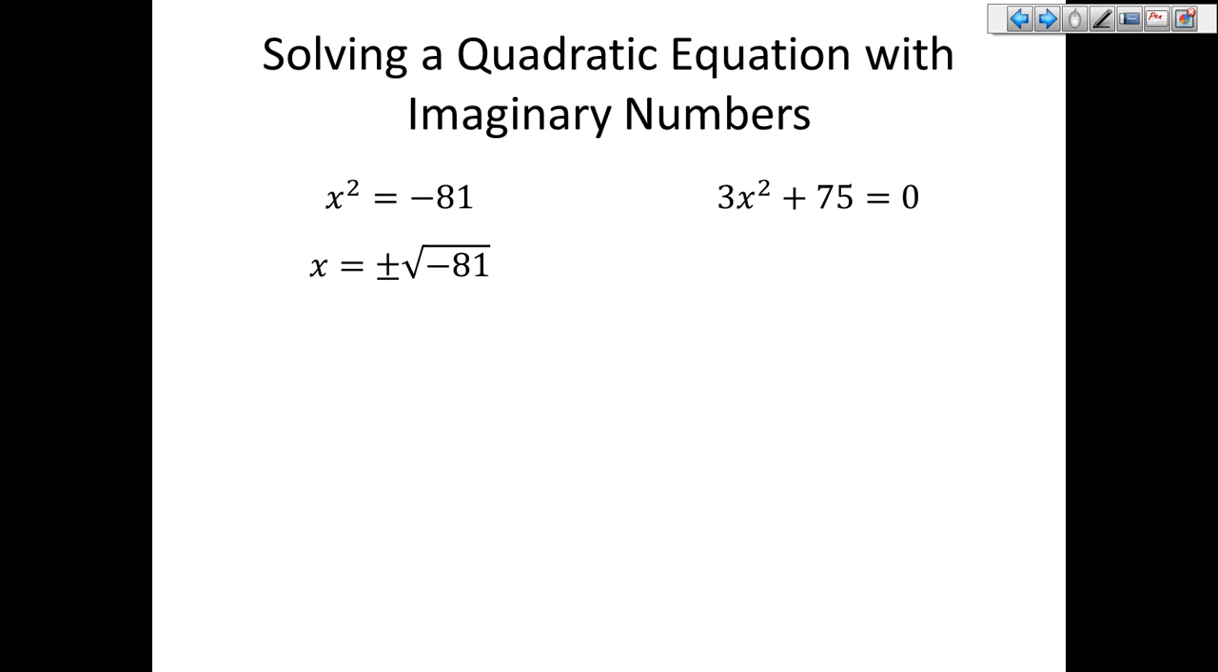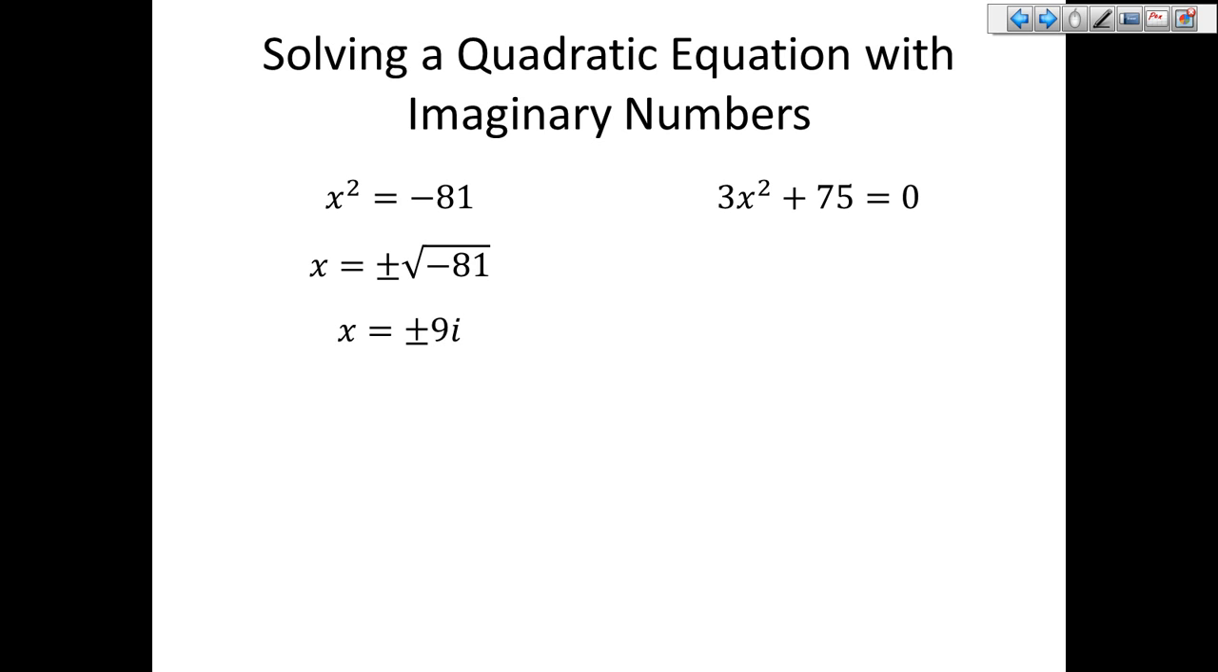So x is equal to positive or negative square root of negative 81. A great time to use this i because we're trying to take the square root of a negative number. Well, square root of 81, no big deal, that's 9. But the square root of that negative gives us the i. So x equals positive or negative 9i.